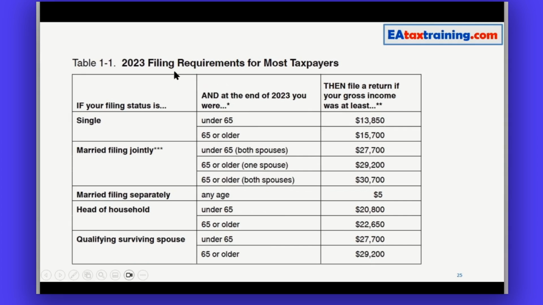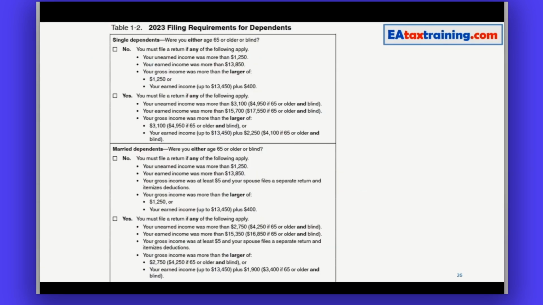Now, you can see at the top of this chart, it says this is the filing requirements for most taxpayers, not for everyone. So, who are the taxpayers it does not apply to? Well, that would be taxpayers who are able to be claimed as a dependent on someone else's tax return. So, for instance, the 16-year-old child who has a job, they're a dependent on their parents' tax return, but they've got income. So, do they need to file a tax return?